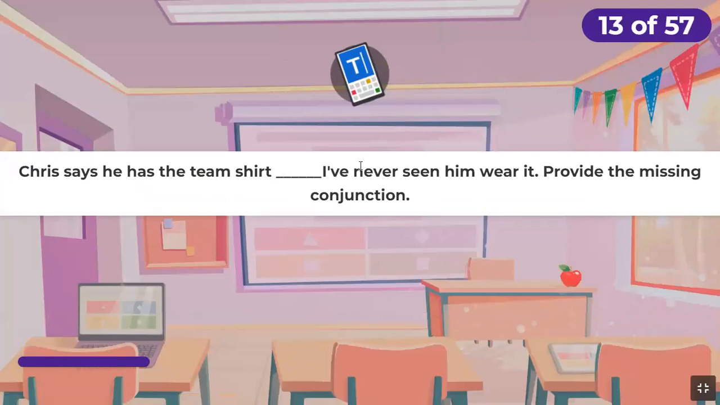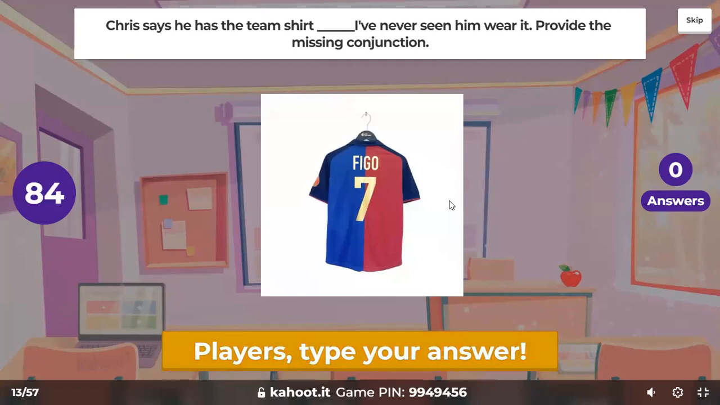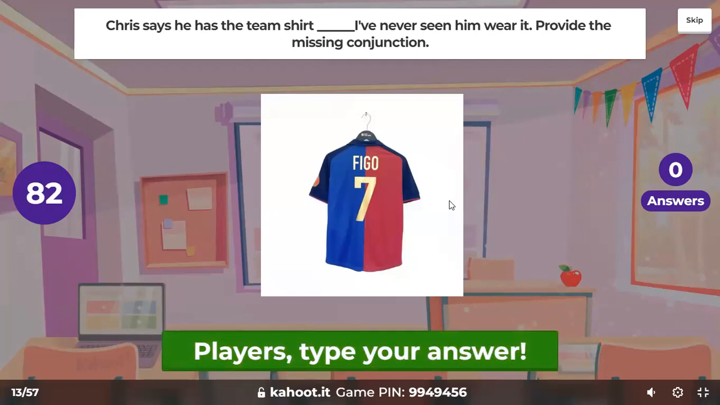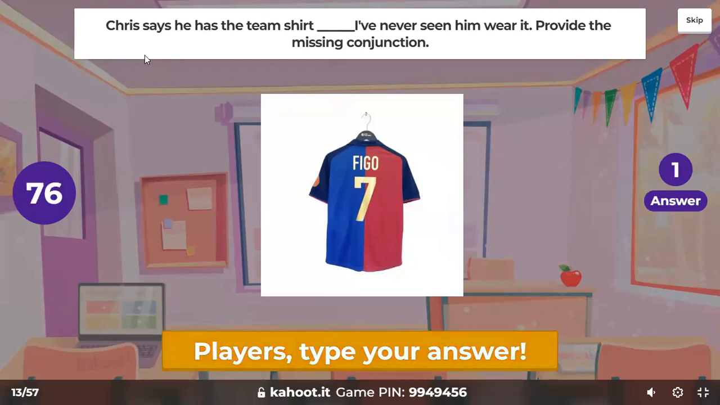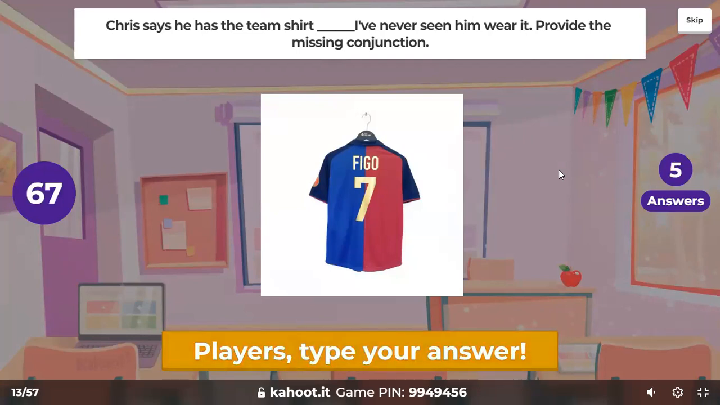Now type the answer. Chris says he has the team shirt. I've never seen him wear it. Now, there is one word missing. What do you think? It is a conjunction because here we have 2 clauses. Chris says that he has the team shirt. I've never seen him wear the shirt. So we need a conjunction to join the 2 clauses together.